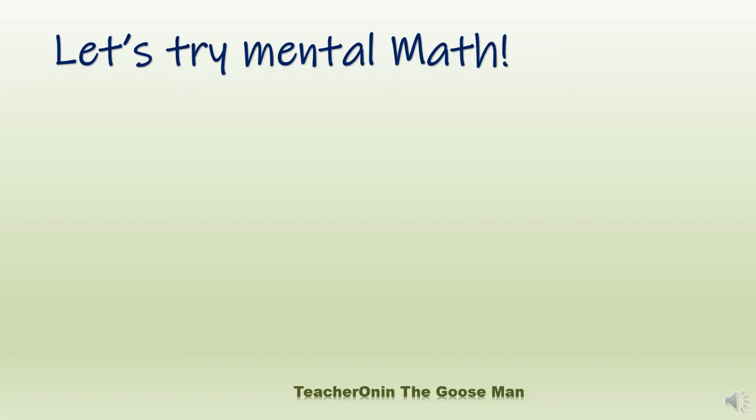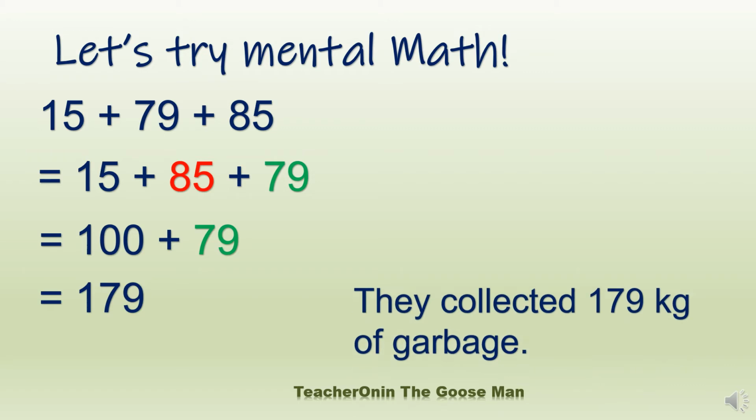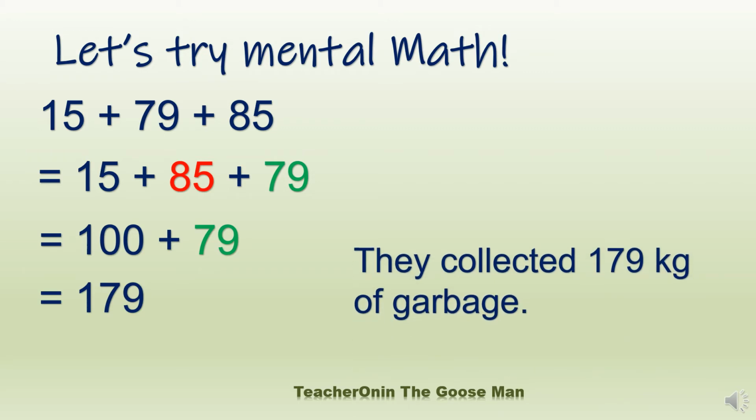So before we answer the question, let's try mental math. Say for instance, I have the numbers 15 plus 79 plus 85. Take note that I can interchange 79 and 85. So I have 15 plus 85 plus 79. Take note that 15 plus 85 is equal to 100 plus 79. So I have now 179. So to answer the question from the previous example, they collected 179 kilograms of garbage.